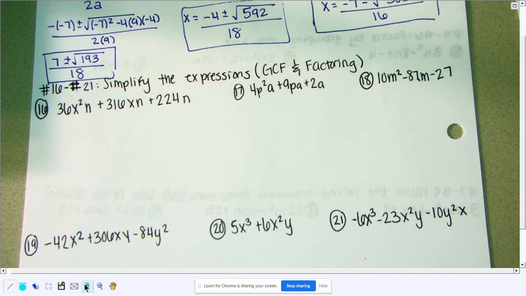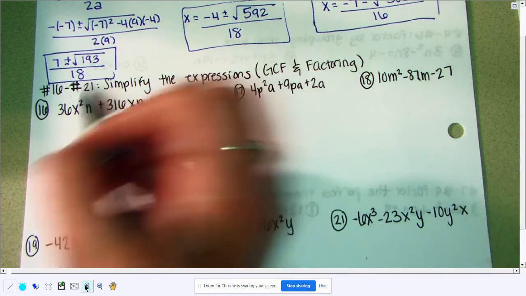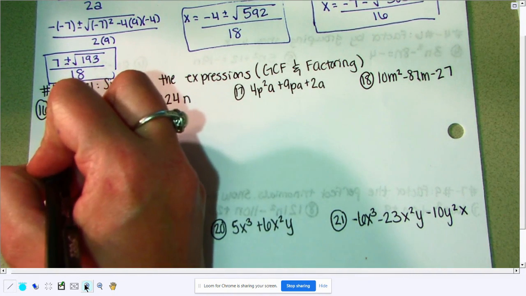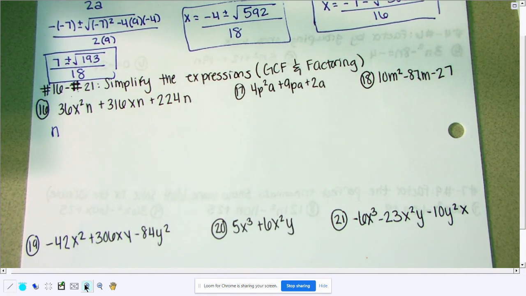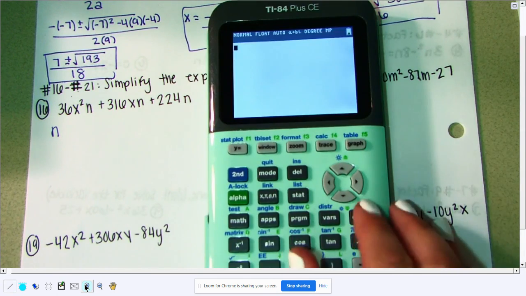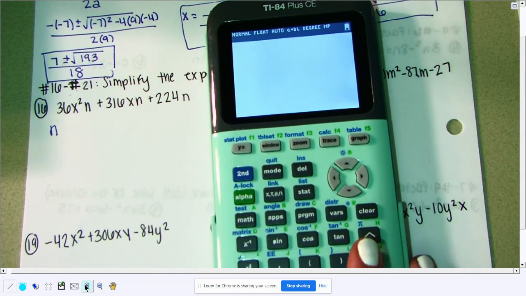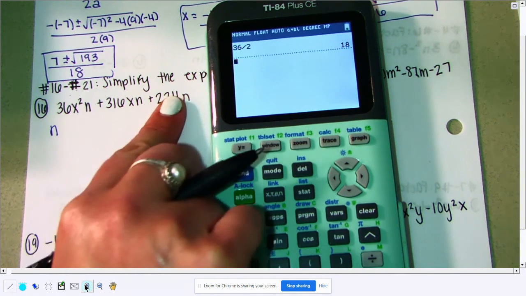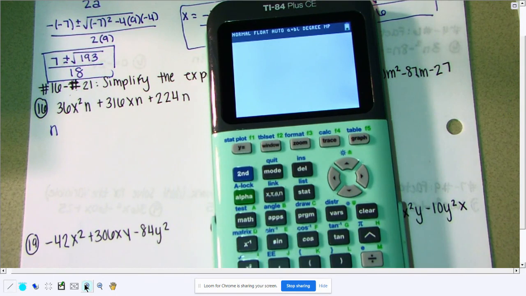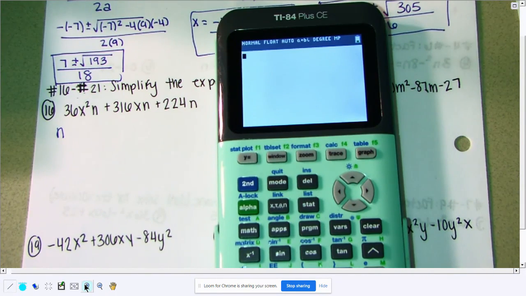Okay, so the first thing I'm going to do is factor out a GCF. The GCF I see in here is N. And then I'm going to look closely at these numbers. I see 36, 316, and 224. What I would recommend is starting small. I know 2 will go into that. 2 should go into all of these. So let's bump it up because they're all even. So 2 is definitely a factor.